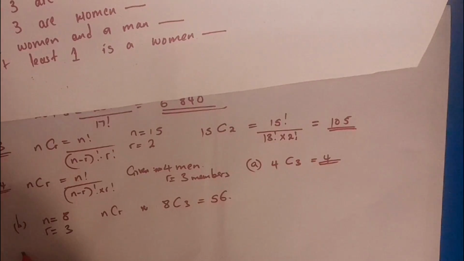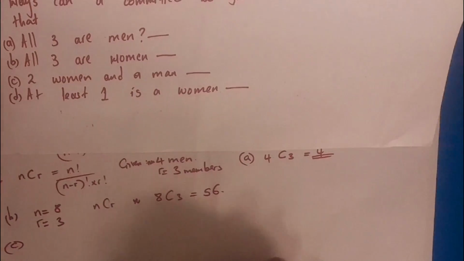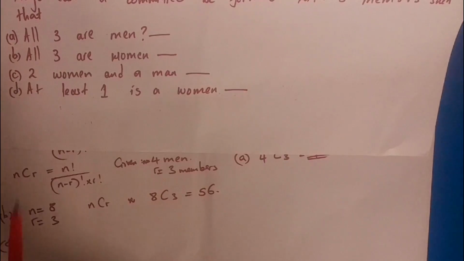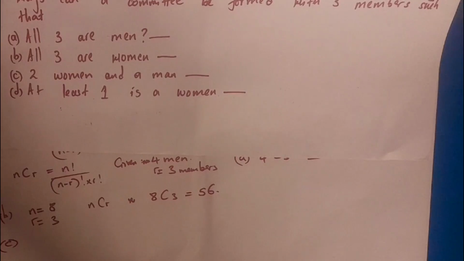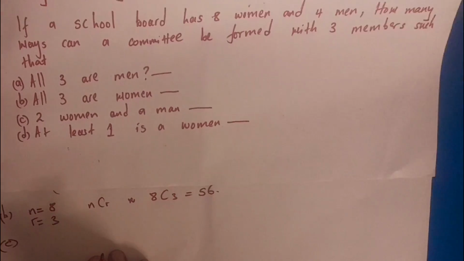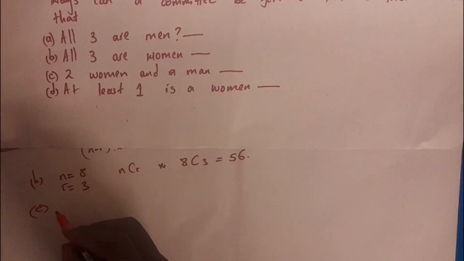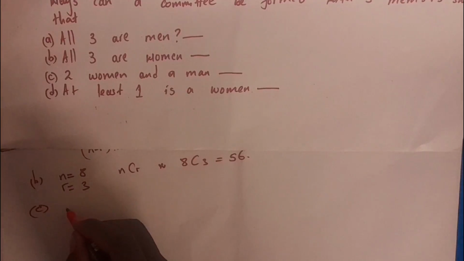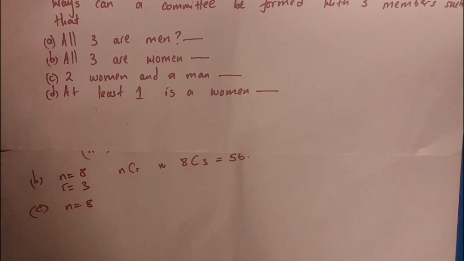And then on C, it says 2 women and a man, because we need 3 members. So for those 3 members, we are having 2 women and a man. How are we going to deal with this one? We are going to solve it in this way. We are going to say women. How many women are we having? We are having 8 women, and from the women we are choosing 2.